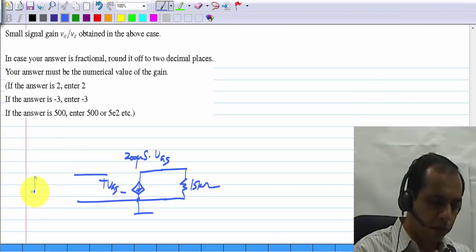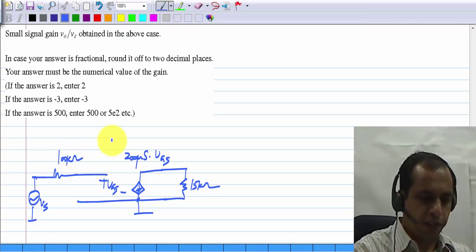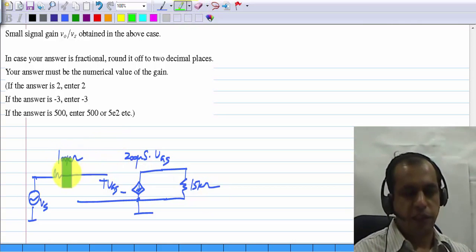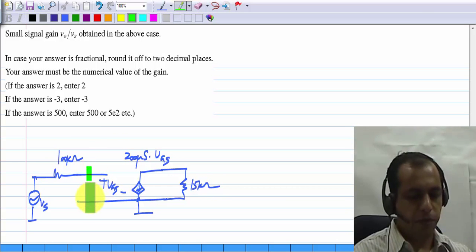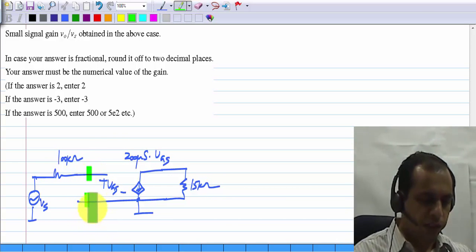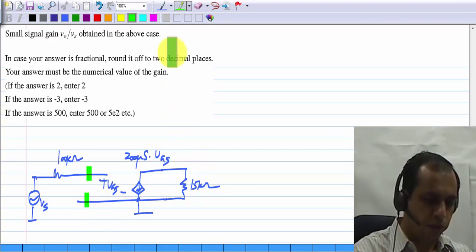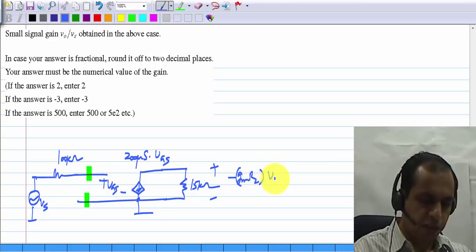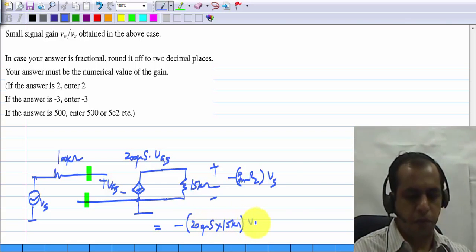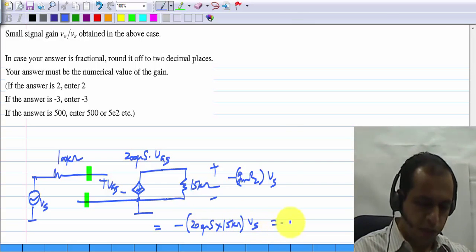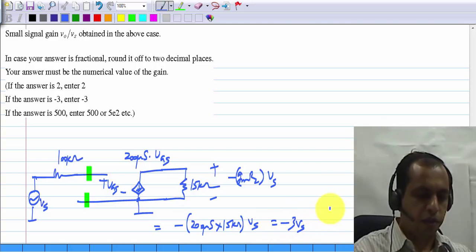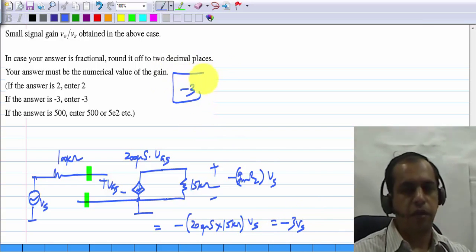And the input is applied through a 100 kilo ohm resistor. In this case there is no voltage division at all because there is no resistance between the gate and ground. So VGS will be equal to Vs, and the output voltage will be minus GM RL times Vs, which is minus 200 microsiemens times 15 kilo ohms times Vs, or minus 3 times Vs. So the small signal gain is minus 3.